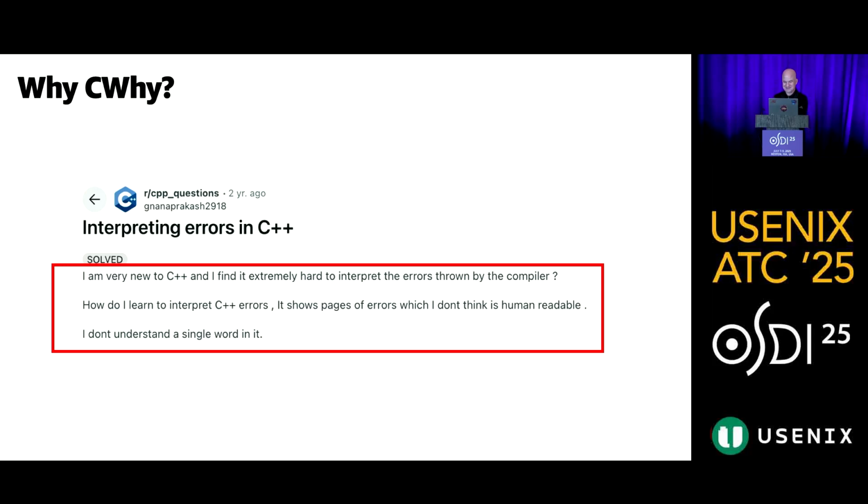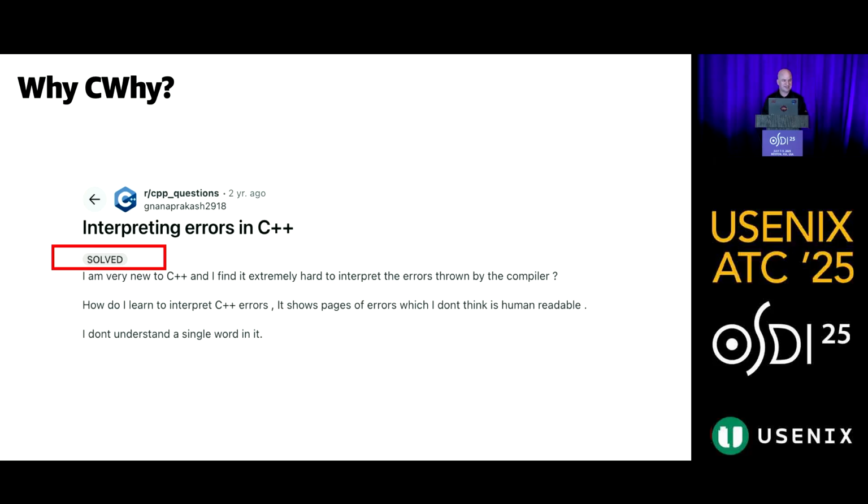I like this. It's somewhat tragic. "I'm very new to C++, and I find it extremely hard to interpret the errors thrown by the compiler." I love that there's a question mark at the end. "How do I interpret C++ errors? It shows pages of errors, which I don't think is human readable. I don't understand a single word in it." So the funny part about this Reddit post is it says that it's solved.